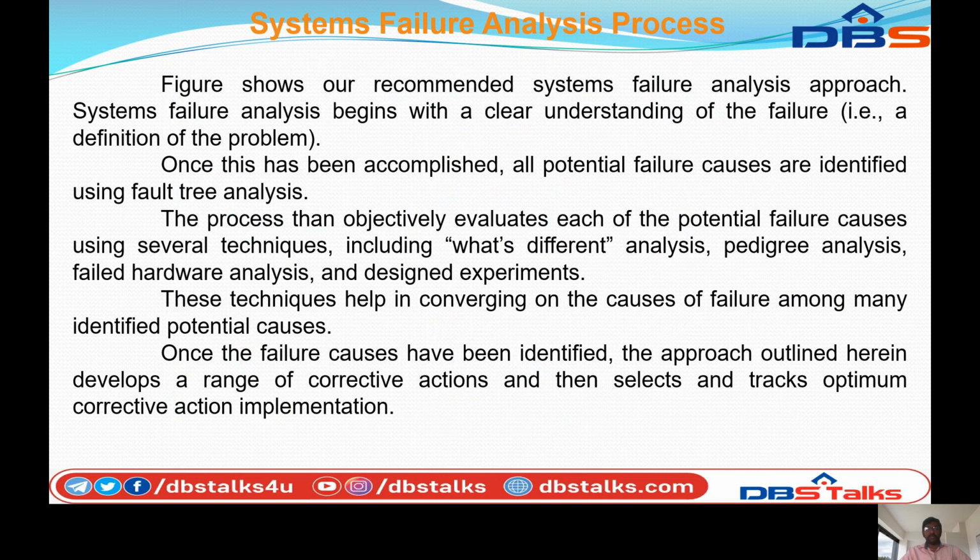So the figure shows our recommended system failure analysis approach. The system failure analysis begins with a clear understanding of the failure. So that is, define the problem. First, let's begin the system failure analysis with a clear understanding of the failure.